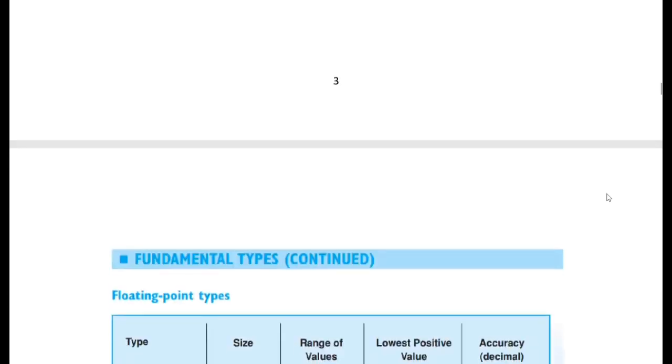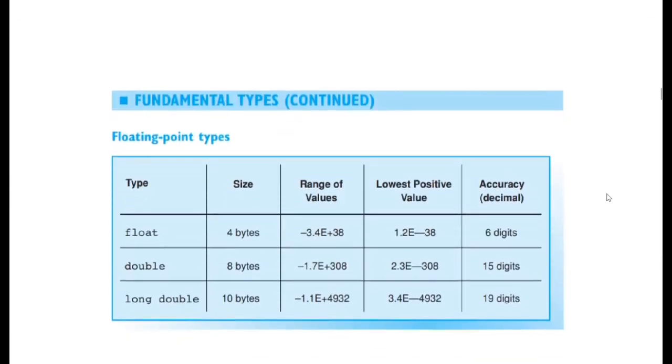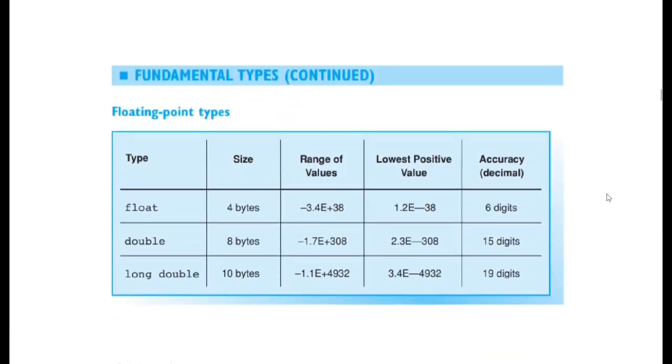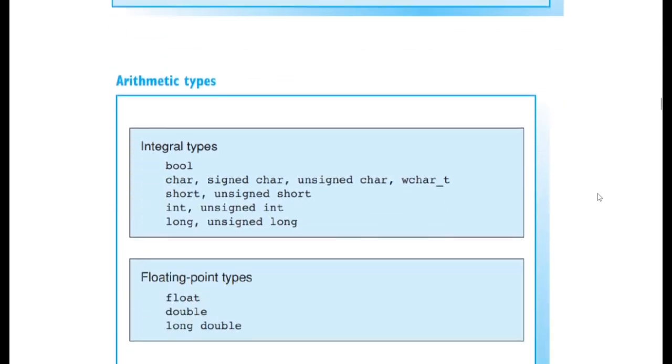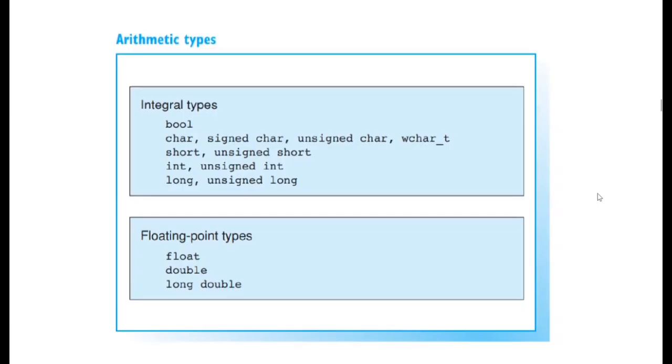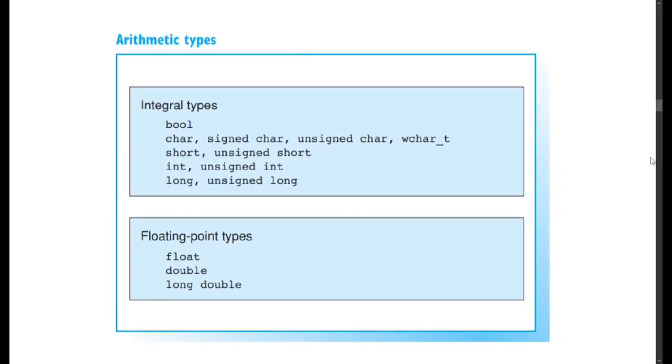Moving on from this, we have the table of floating point types. Again, it's just going over the differences between the types of floating points: the minimum values that can be represented, the maximum, and then the decimal point accuracy. That leaves us with two arithmetic types, the integral and the floating point.